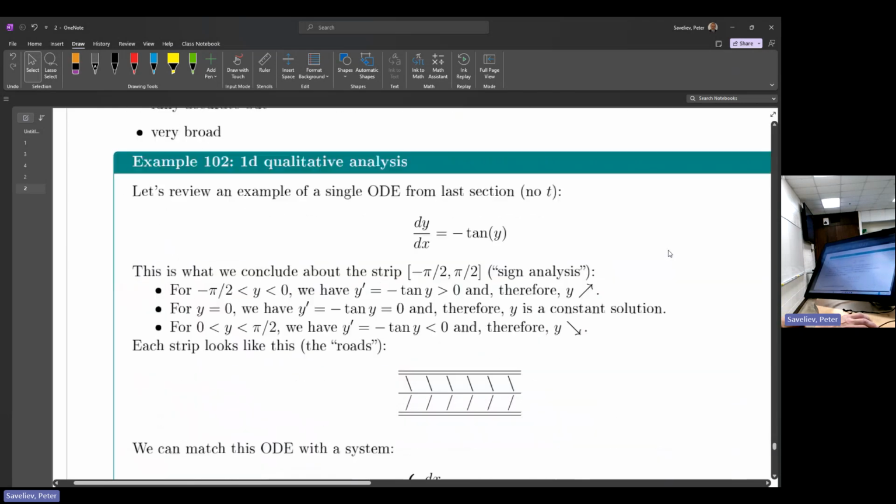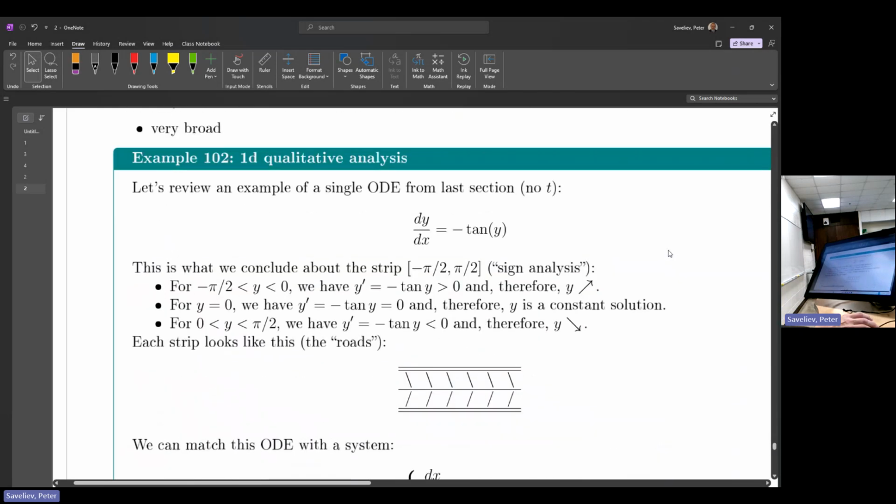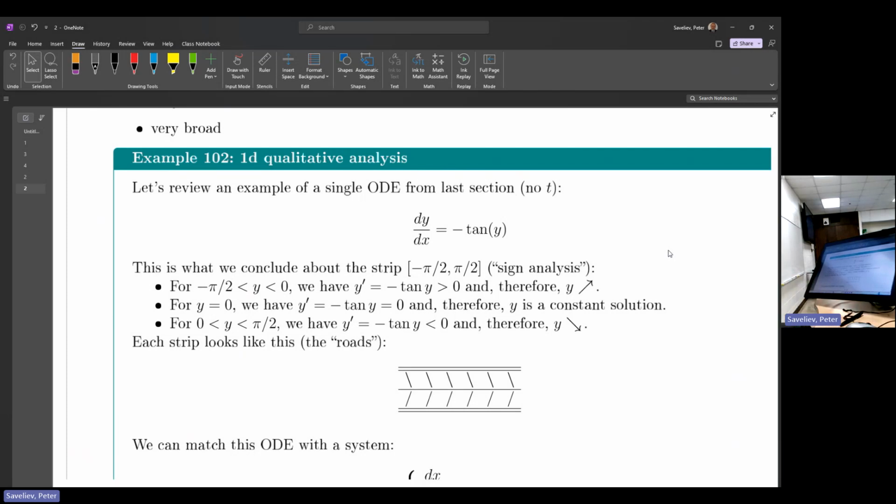That's what it is. So let me remind you of the analysis that we started with in the one-dimensional case: the tangent. Remember, the very first example of qualitative analysis was this. Let's do it again, but this time instead of t, I have x. Nonetheless, the picture is pretty much the same. The right-hand side of the equation has to be examined in terms of the sign, and the tangent behaves very simply. It goes plus, minus, plus, minus, with gaps where the function is not defined.